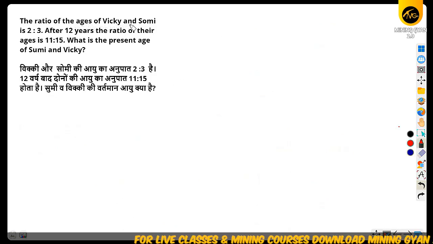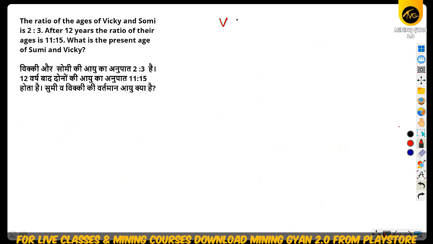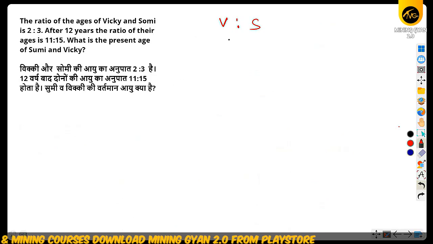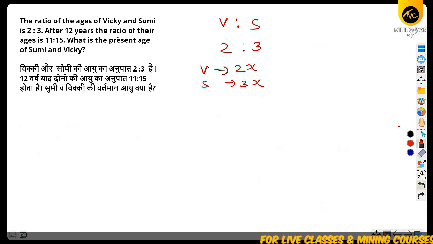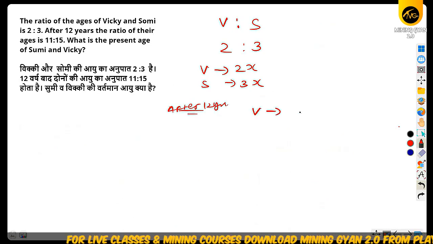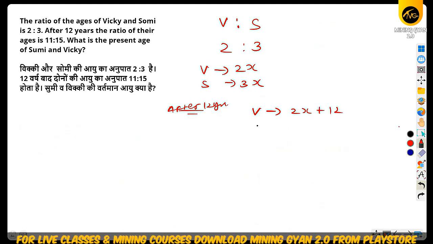The ratio of the ages of Vicky and Somi is 2:3. Suppose Vicky ratio Somi, write it like this. Now the ratio of ages of Vicky and Somi is 2:3. So just convert into variables: Vicky's age will be 2x and Somi's age will be 3x. Correct. Now consider the second portion. After 12 years, Vicky's age will be 2x plus 12 and Somi's age will be 3x plus 12.